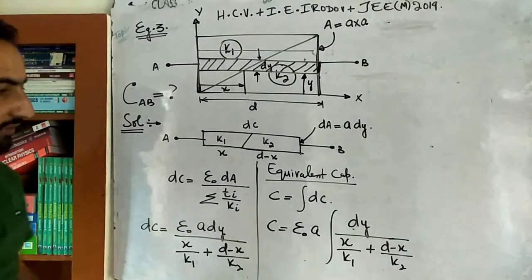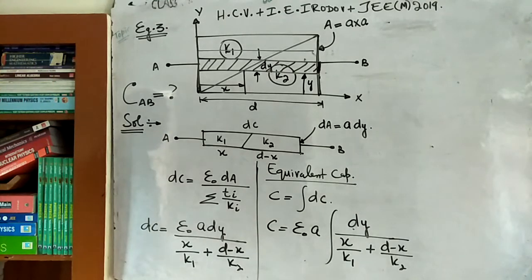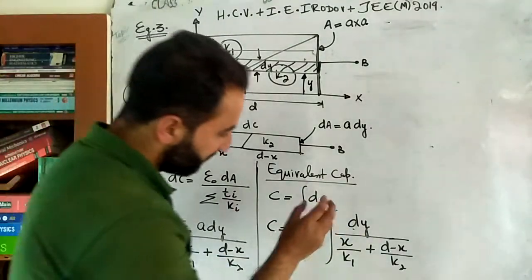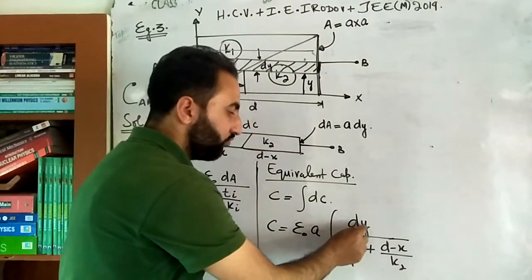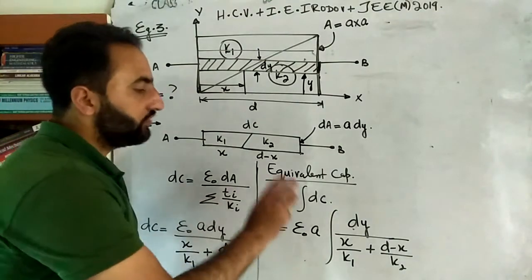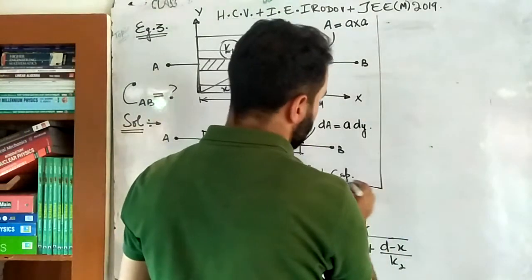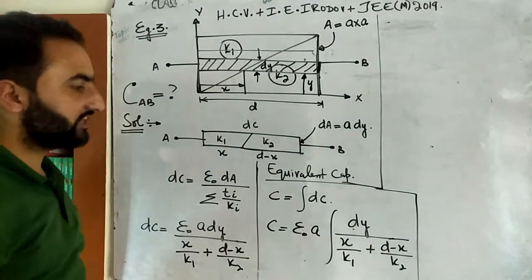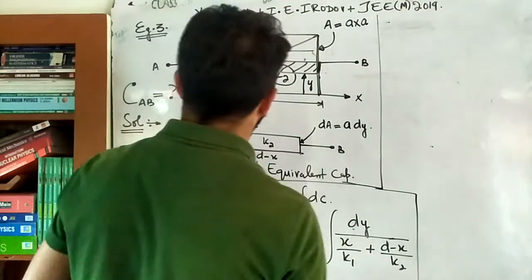Okay, so C will be equal to epsilon naught a times the integration of dy divided by x by k1 plus d minus x divided by k2. Okay, na beta? Now you will have to solve this integral. As said, it's impossible to solve this integral as it is because it contains two variables, one is y, another is x. So we can solve this integral only if we reduce it to a single variable integral. Okay, na beta? So let's try to reduce it to a single variable. In order to do that, we must have an equation between x and y. So let's try to derive that equation between x and y.